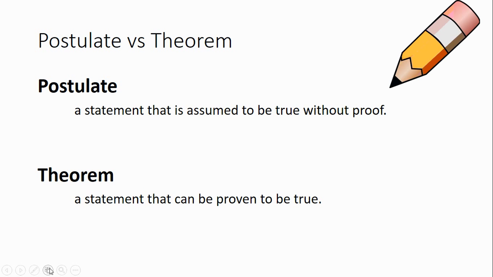A postulate is a statement that is assumed to be true without any sort of proof. So you just assume that it's true and you go from there. Whereas a theorem is sort of like a theory. It has to be proven to be true, and it can be proven to be true. So you're going to see them labeled as both true facts, but one of them can be proven, whereas the other one cannot be proven. It's just assumed to be true.